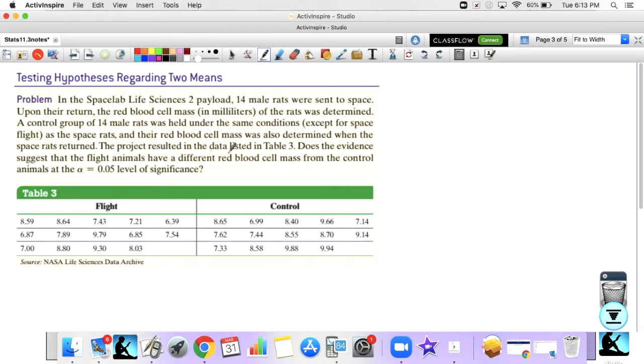The project resulted in the data listed in Table 3. Does the evidence suggest that the flight animals have a different, okay, and that's an important word here, different red blood cell mass from the control animals at a 0.05 level of significance?